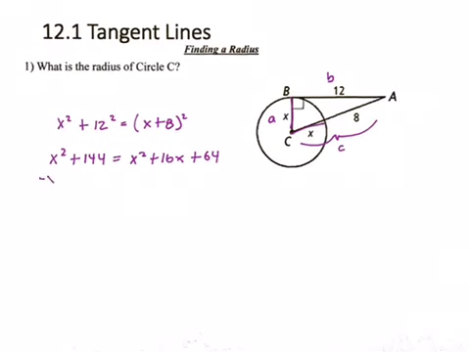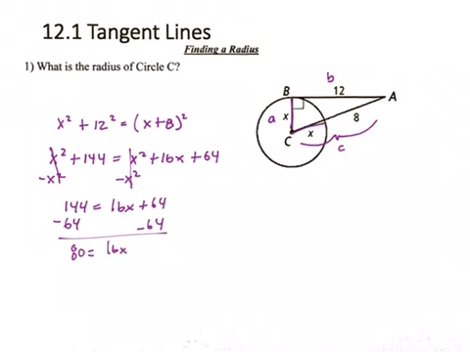So I'm going to bring this x squared over. Those are going to cancel. Got 144 equals 16x plus 64. I'm going to go ahead and subtract 64. So now I've got 80 equals 16x, and then I'll divide by 16, and I end up figuring out that x equals 5. So the radius in this case is just 5.